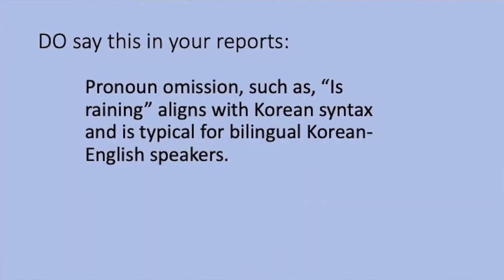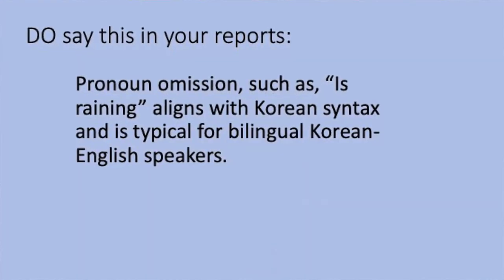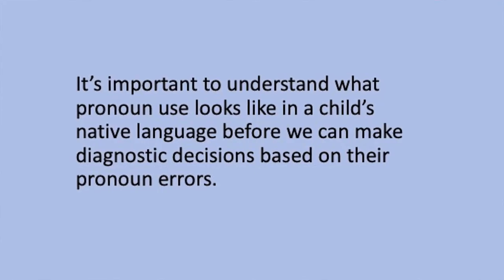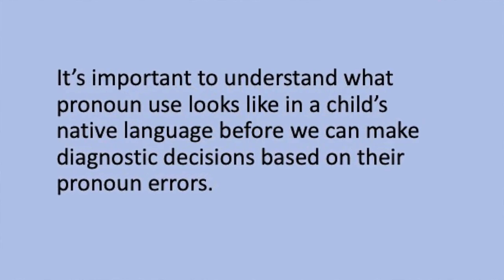Instead, we might present it like this: "Pronoun omission, such as 'is raining,' aligns with Korean syntax and is typical for Korean-English bilingual speakers." What is important is that we understand how pronouns are formed in the child's native language so that we can make decisions about whether the patterns they are using appear to be typical influence patterns or whether they might be indicative of a language disorder.